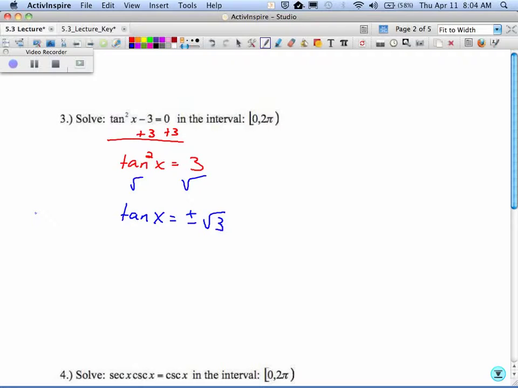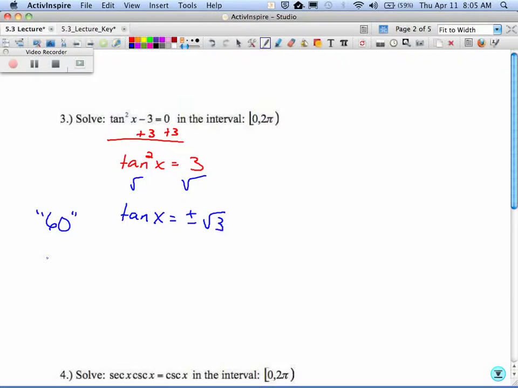Which one is smaller? Root 3 over 3. And that actually goes with the smaller angle of 30 degrees. So when you see root 3, you should be thinking 60. But you're thinking where it's positive or negative. So it's going to be positive twice and negative twice.